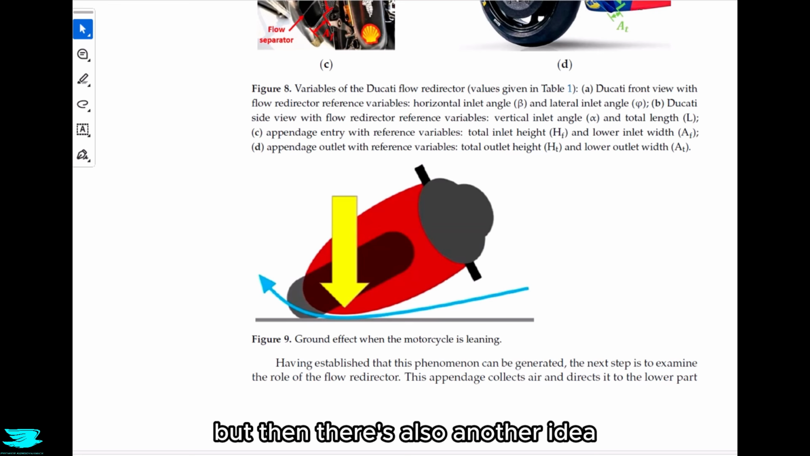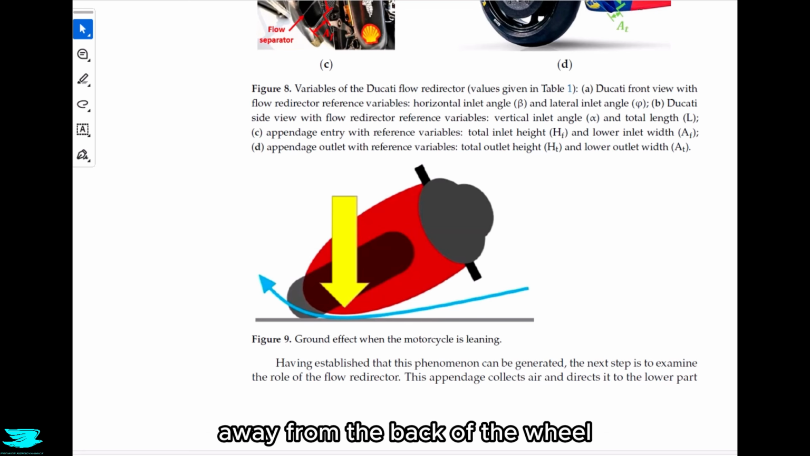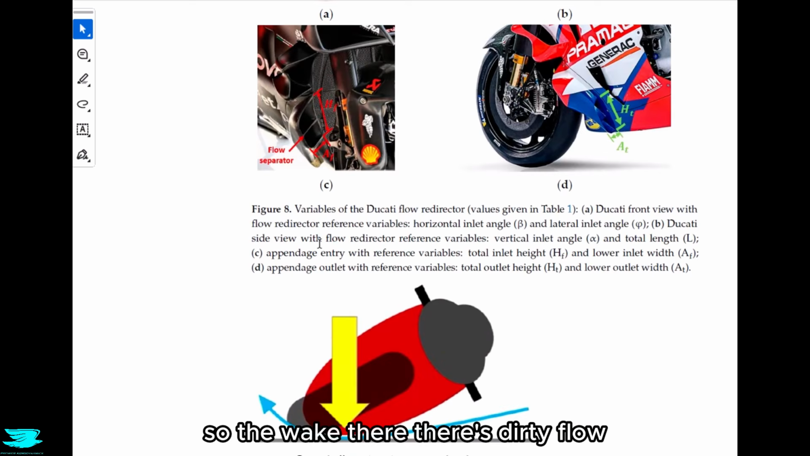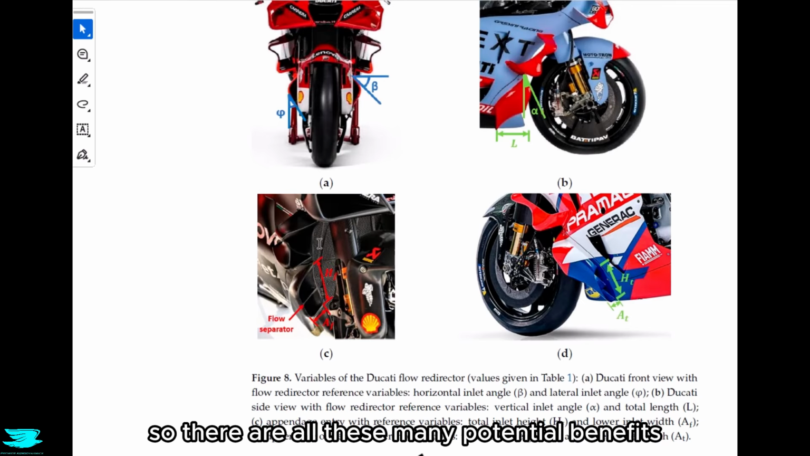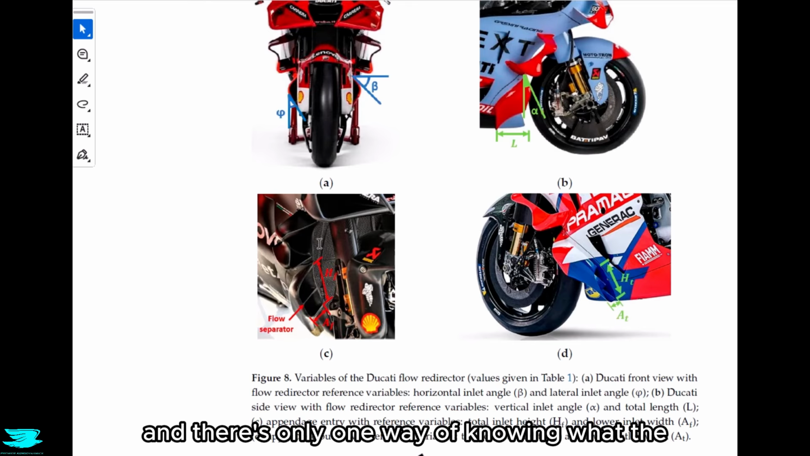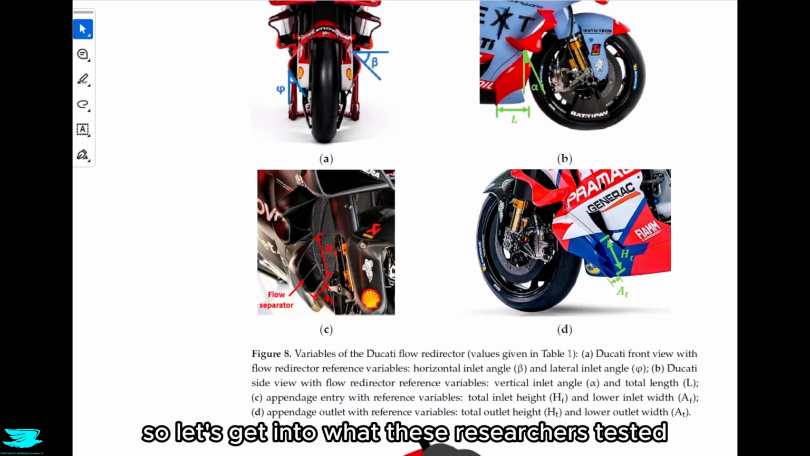But then there's also another idea that the flow redirector moves some of the air away from the back of the wheel, so the wake there, there's dirty flow, and that could reduce the drag of the motorbike then. So there are all these many potential benefits, potentially, and there's only one way of knowing what the reality is. So let's get into what these researchers tested.